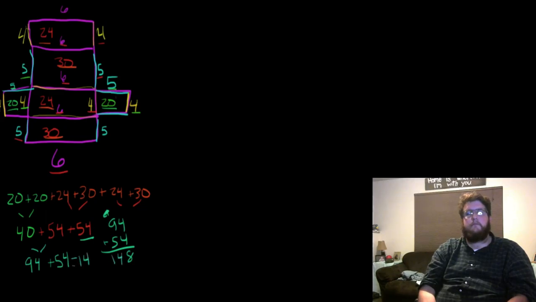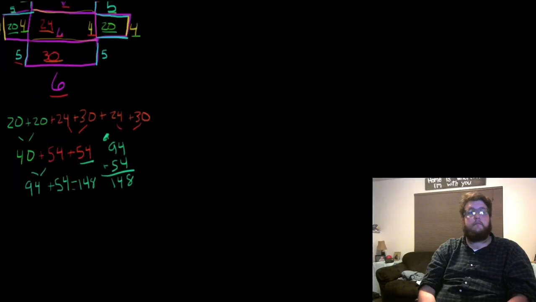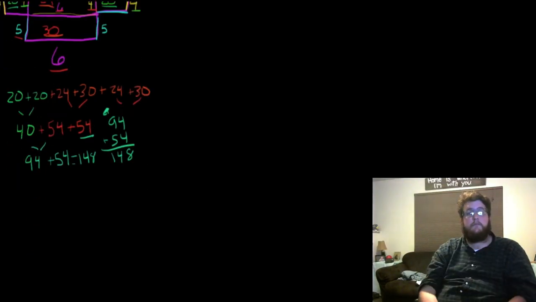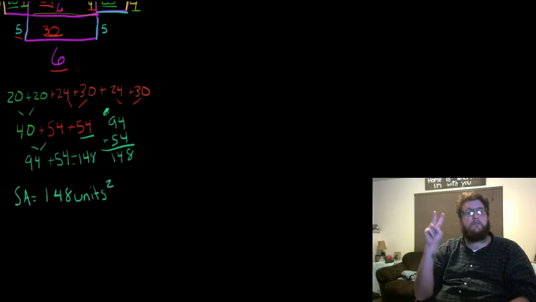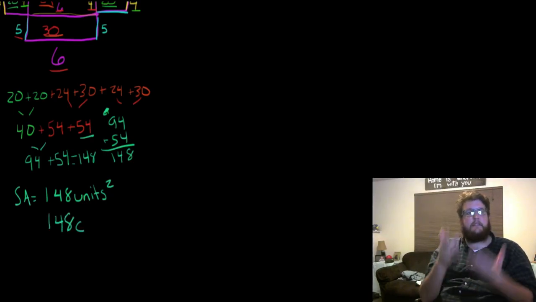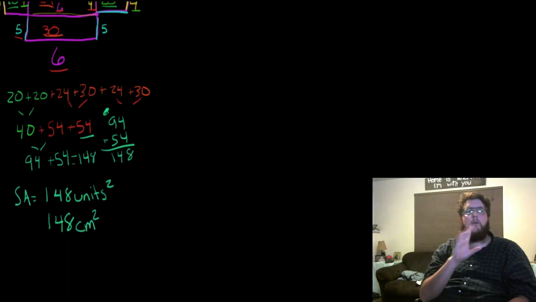So I get 148. So I know that the surface area of this rectangular prism is 148 units squared. And the unit for number 5 is centimeters squared, or centimeters, excuse me. So it'll end up being 148 centimeters squared.